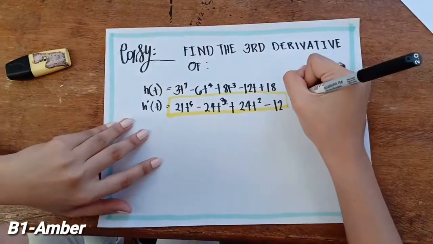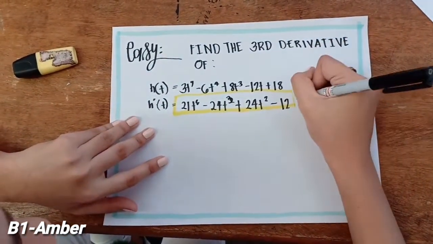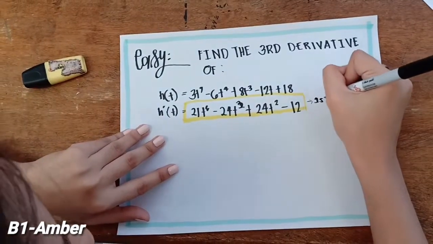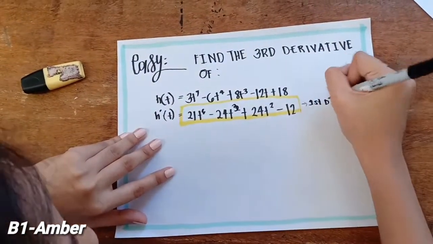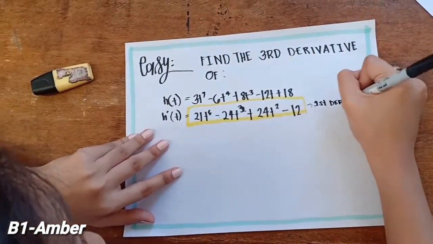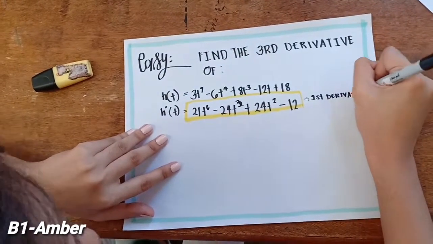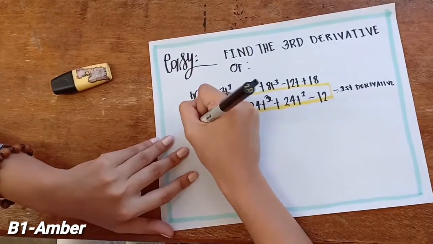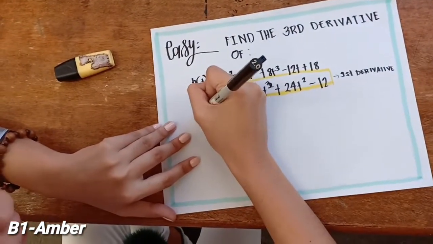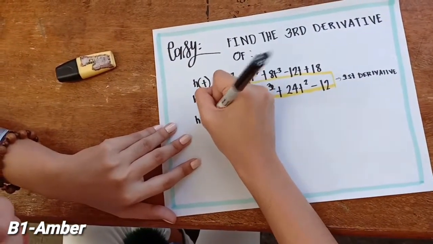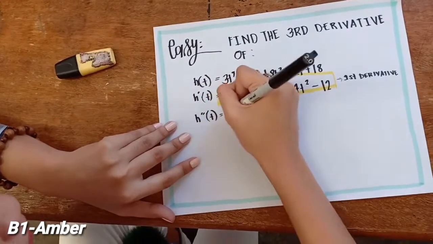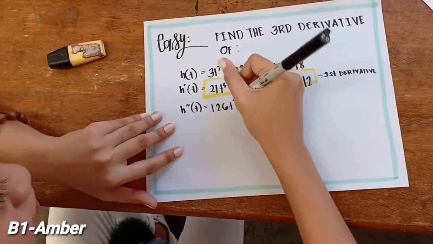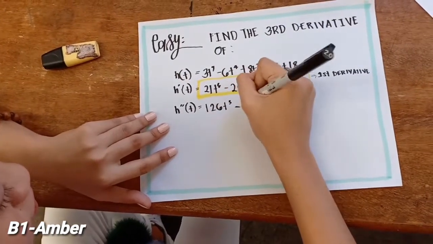So we have negative 24t raised to the power of 3, plus the derivative of 8t cubed, which is 3 times 8, equal to 24. And the exponent 3 minus 1 is equal to 2, so we have 24t squared. And now for the negative 12t, its derivative is negative 12. For the derivative of 18, we have to apply the constant rule, so the derivative of 18 is equal to 0.